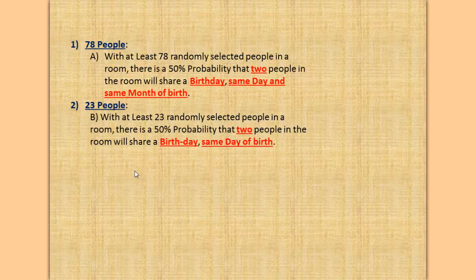So what is the solution to our problem? 78 people. With at least 78 randomly selected people in the room, there's a 50% probability that 2 people in the room will share a birthday, same day and same month. Now, if you're looking for just the same day, all you need is 23 people in the room for a 50% probability. With at least 23 randomly selected people in the room, there's a 50% probability that 2 people will share a birthday, same day of birth.